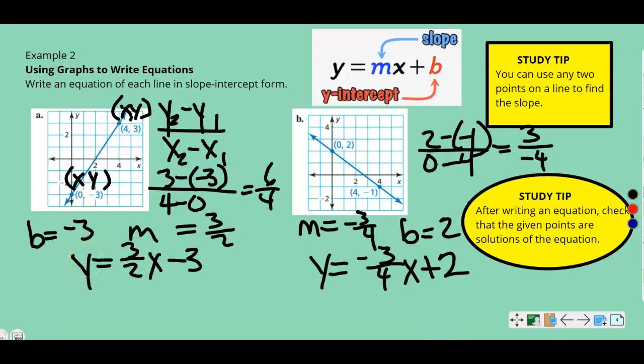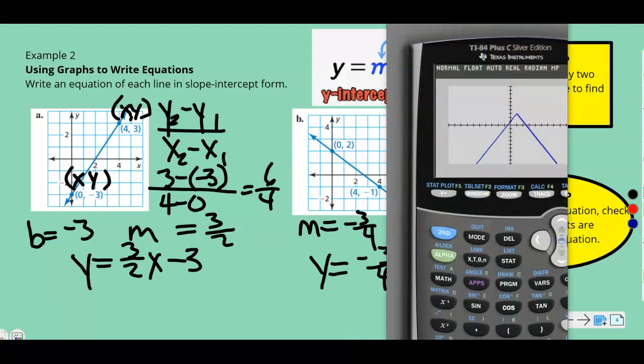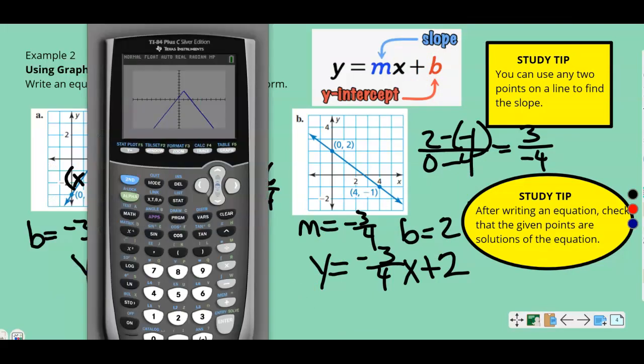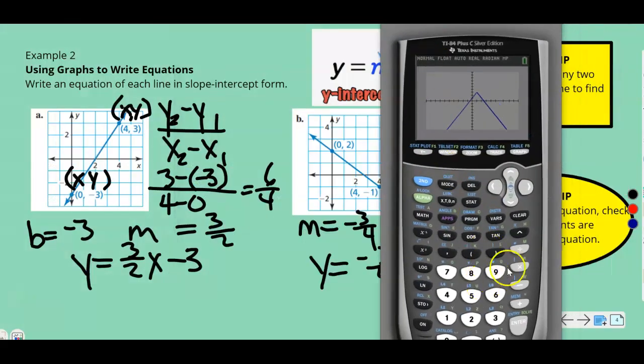So very quickly, I'm going to do this real quick on the calculator just to show you how simple it is to check it, but also how important it is to check it. So I've got 3/2 times, all right, so what is my x? For the first point, my x is 4, and then minus 3.